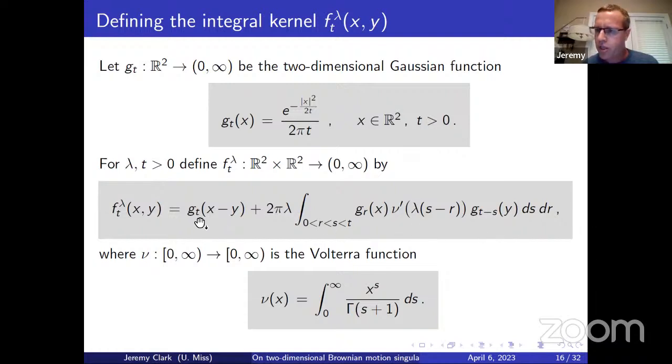The first term is the Gaussian convolution, just like a 2-dimensional Brownian motion. So that is already familiar from Brownian motion. And then the second part, what do you need to see here? Okay, so it's built out of Gaussian functions, and then it's built out of the Volterra function. That's mainly what you need to remember. Okay, so it's built out of Gaussian and Volterra.